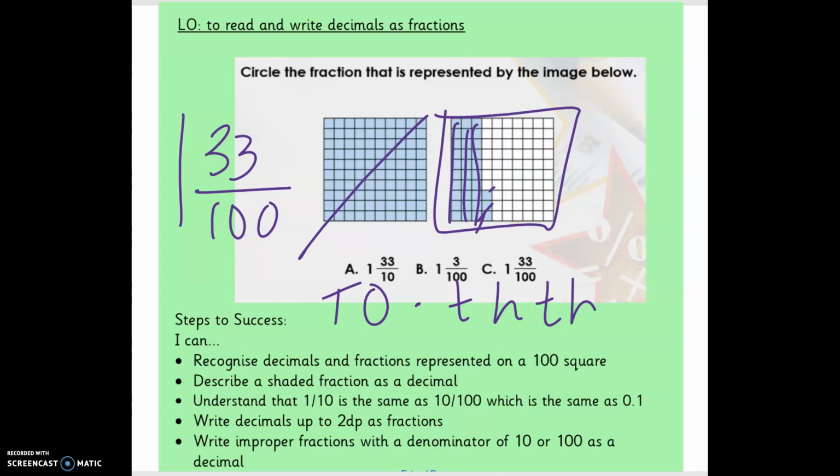So hopefully you managed to put your 1 whole in the ones column. We know if we've got 33 hundredths, I can't have anything in the thousandths column. So I've got 1.33 for 1 and 33 hundredths. Hopefully you got the same one.